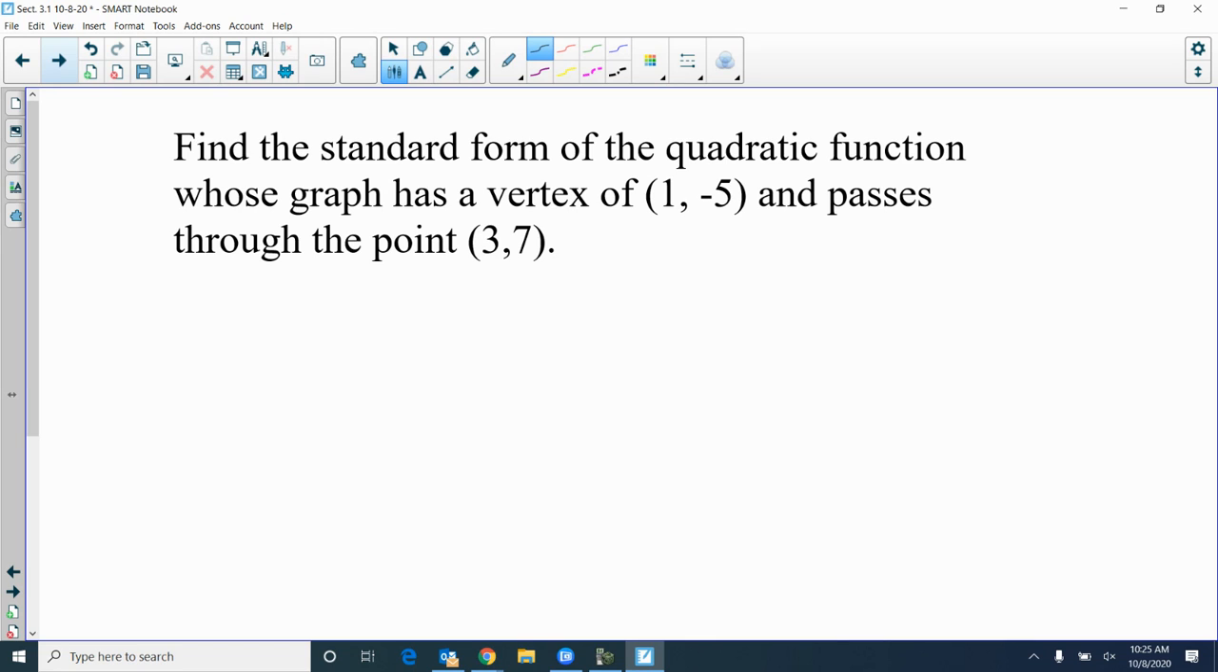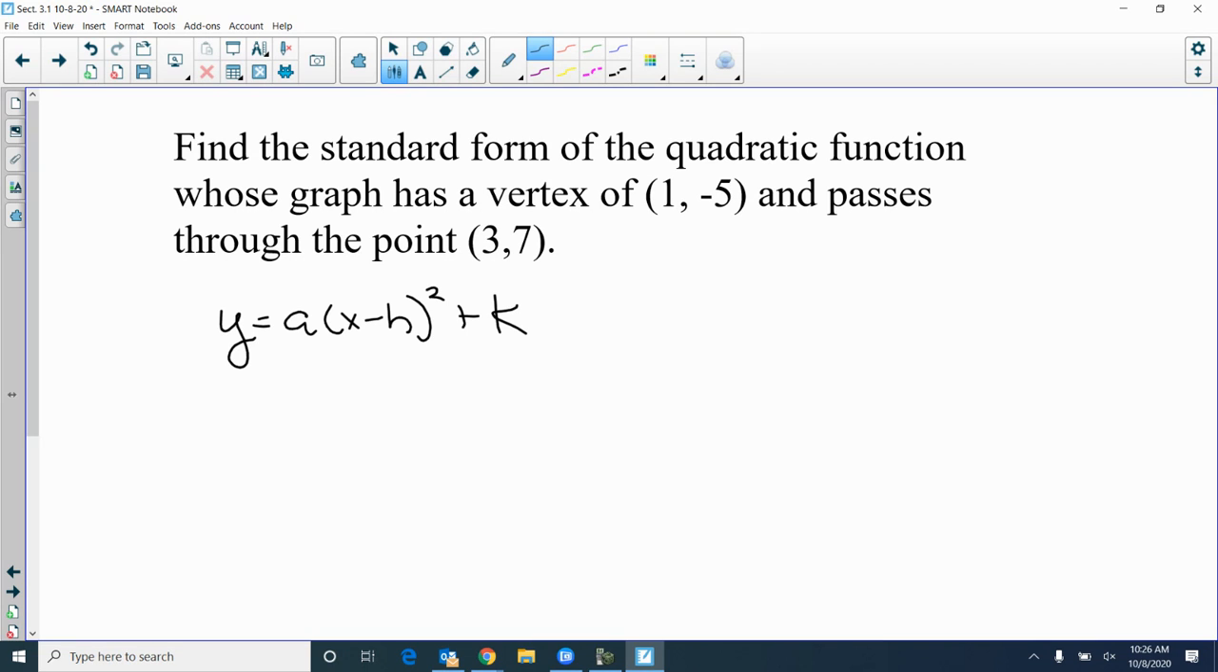Find the standard form. Now, when they say standard form, they're talking about the quantity squared, of the quadratic function whose graph has a vertex of 1, -5, and passes through the point 3, 7. What is the general standard form? y equals a times x minus h squared plus k. That's our general form.